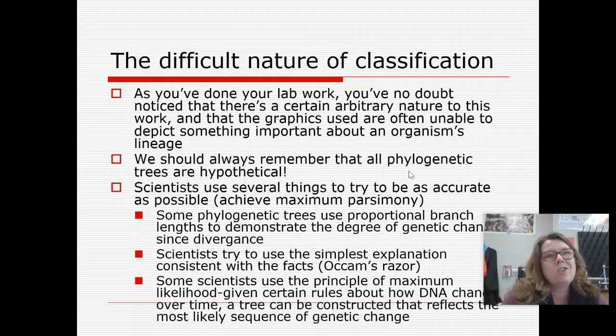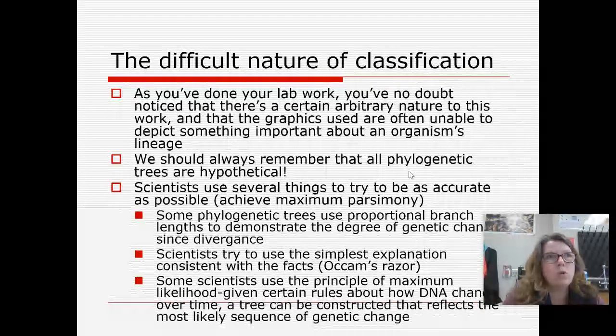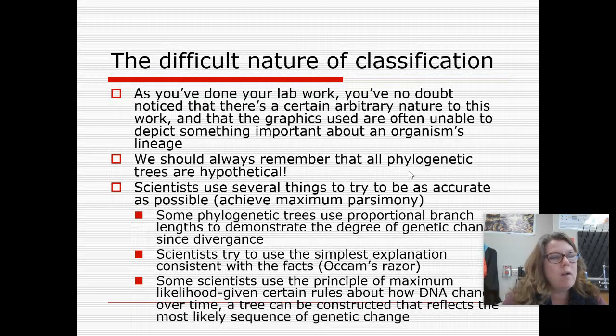But there's still a certain arbitrary nature to classification. When you were looking at your BLAST lab, I hope you saw some of this. Even when you have molecular data, if you're looking at that percent coverage and that percent identical, sometimes there are several species that are identical, and you had to do a Sophie's choice to try to figure out, okay, which one is the one that I'm going to choose for my lab, right? So there's a certain arbitrary nature to this sometimes.